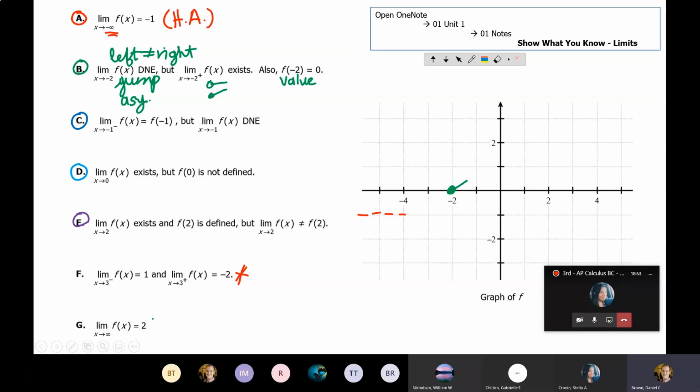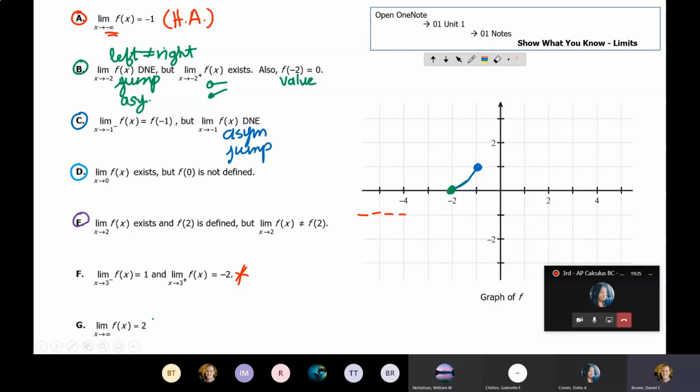This next section tells me that the limit as x goes to -1 from the left is equal to the value at f of -1. It doesn't tell me what that value is, so I'm just going to pick a spot. There's my value at -1, and the limit is equal to that. But then the limit as x goes to -1 does not exist. So again, I can have another asymptote, or I can have a jump in the graph.